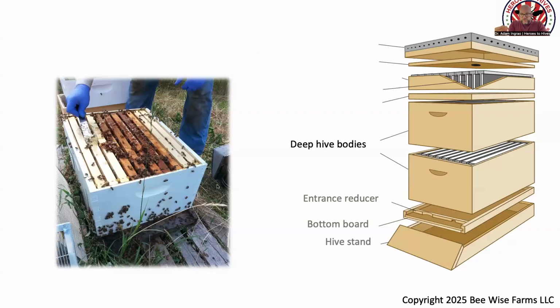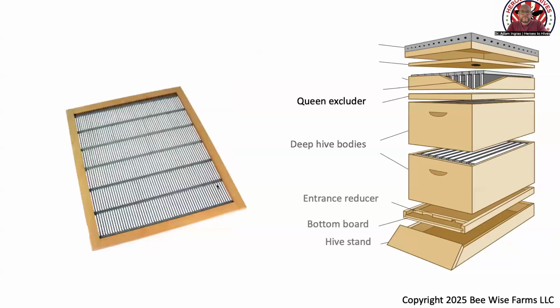So make sure that you understand that although this is the industry standard, and that's what this diagram says, you do have the option to use smaller hive bodies for working both the brood chamber and the honey chamber. But the hive bodies are basically where your frames live. That's what they're for, to keep your frames in place.